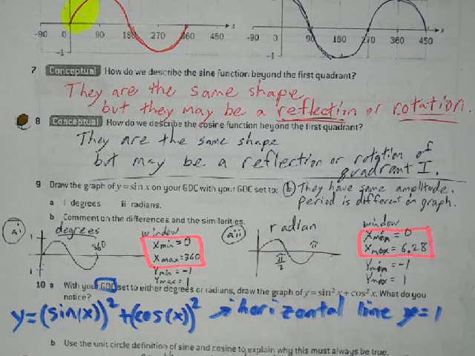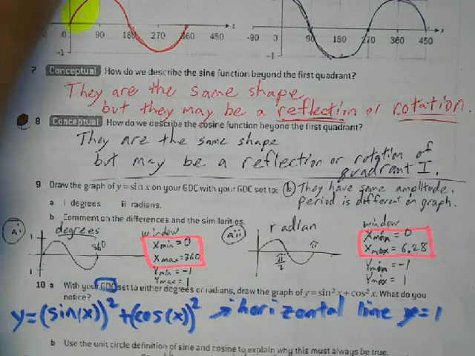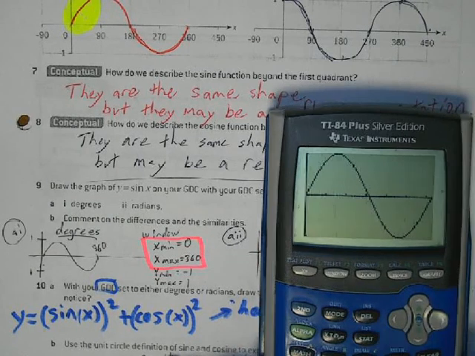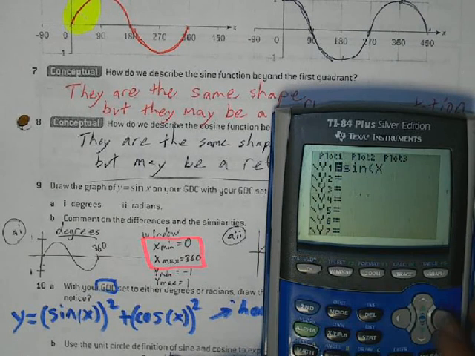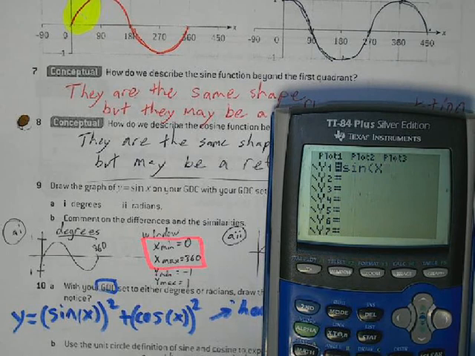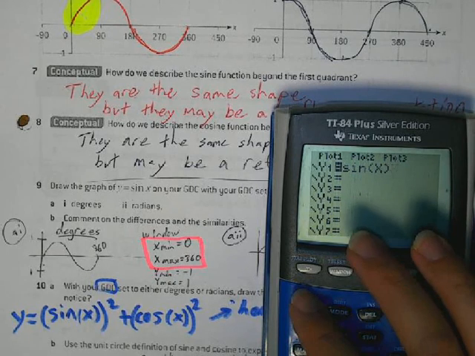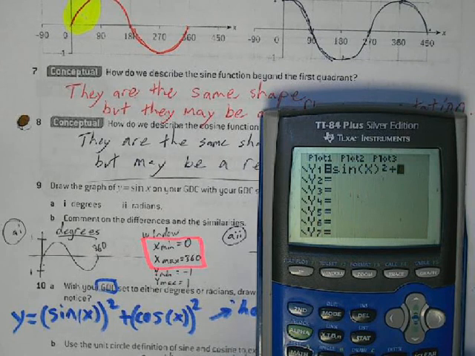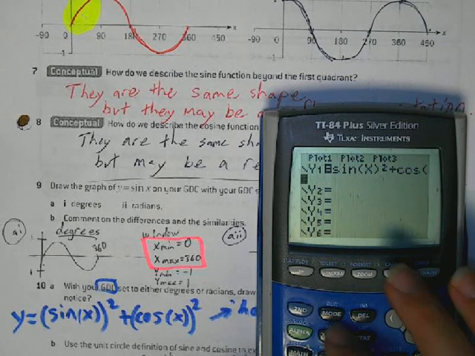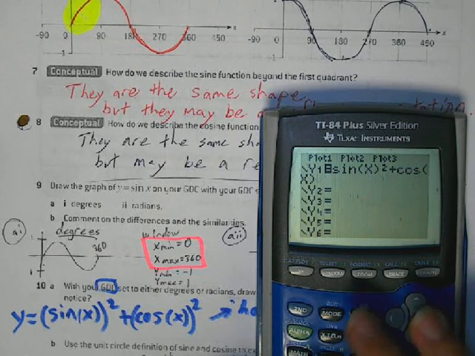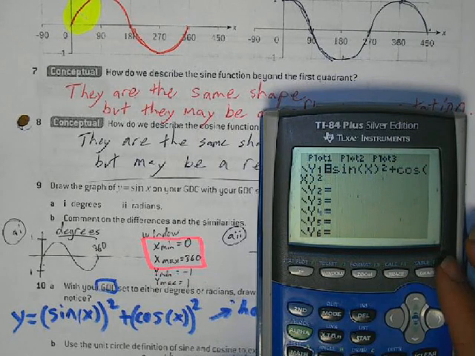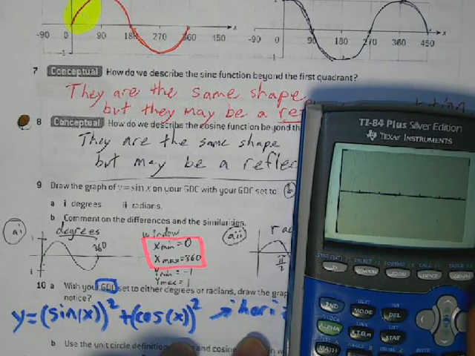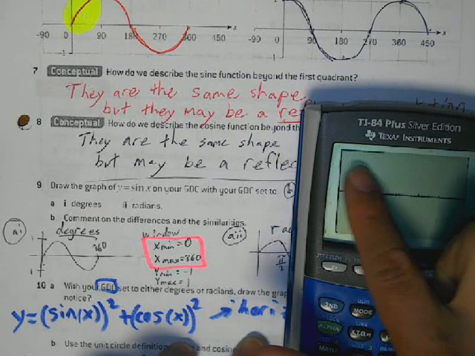Okay, so with your graphing display calculator, what happens when you type in sine x squared plus cosine x squared? You're going to get a horizontal line, y equals 1. So I'm going to type that in right now. Sine x, so I have to close the parentheses and then square it, plus cosine x, close the parentheses, square it, and it's going to draw a horizontal line at 1.